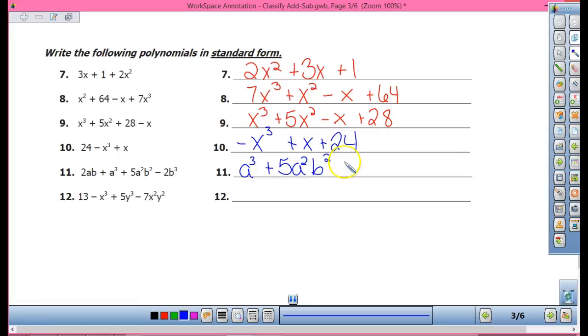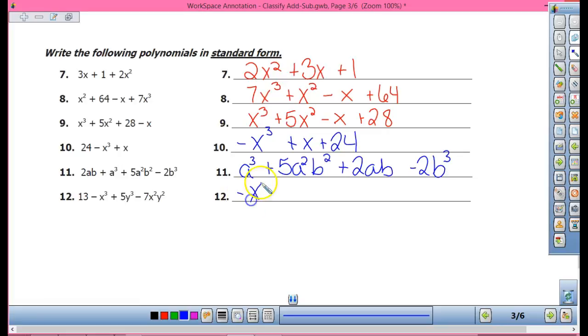Then what? Yeah, plus 2ab, because we still have an a there. And minus 2b cubed, yep. So we had to do all the a's first, and then go on to the b's, because first priority is alphabetical order.